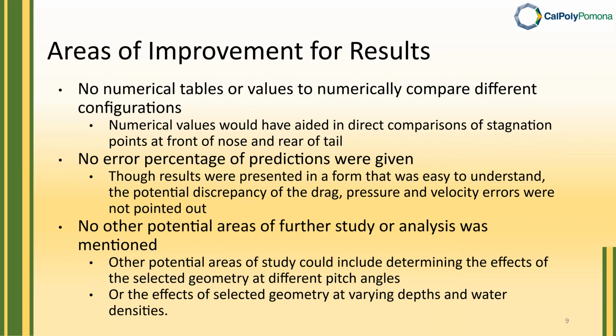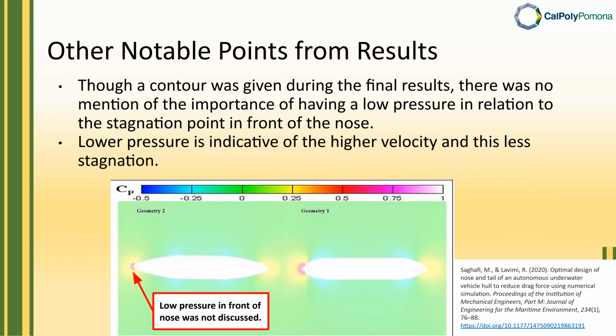For example, there were no numerical values given to numerically compare the configurations. There was no error percentage of the predictions given, and there were no other potential areas for further study mentioned within the analysis. And there was another notable point that though there was a contour given for coefficient of pressure, there was no mention of the importance of having that low pressure in relation to the stagnation point in front of the nose. The lower pressure is indicative of higher velocity and less stagnation. And this would have clarified some of the results given.